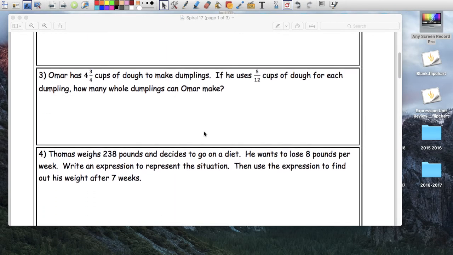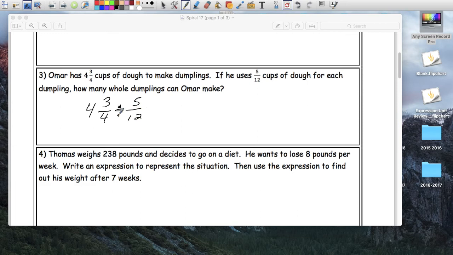Okay, so this is a division problem. He has 4 and 3/4 cups of dough, and how many dumplings can I make if each requires 5/12 of a cup of dough? So let's set up the problem. You've got 4 and 3/4 divided by 5/12.